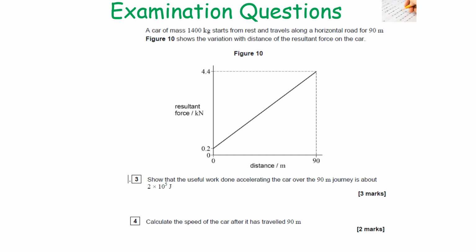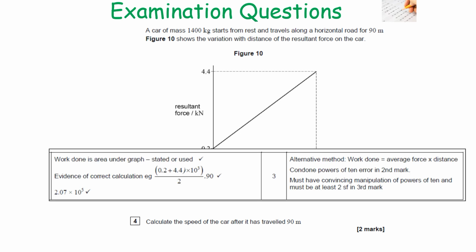Right, so how do you answer this particular question? Well, you should remember that work done is equal to force times distance. So for a force-distance graph, the area under the line is going to equal work done, because the y-axis times the x-axis is the area under the line. So the work done is the area under the graph. So what you can do is work out the area of the right-angled triangle.